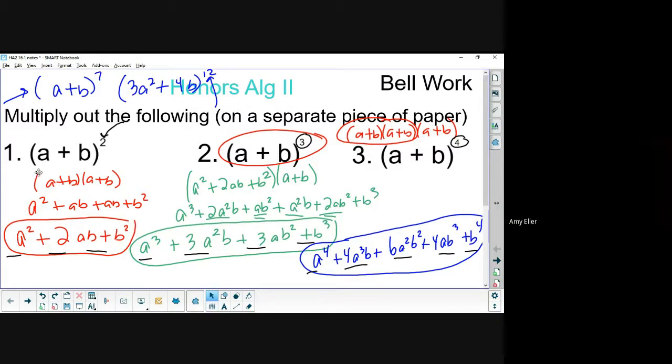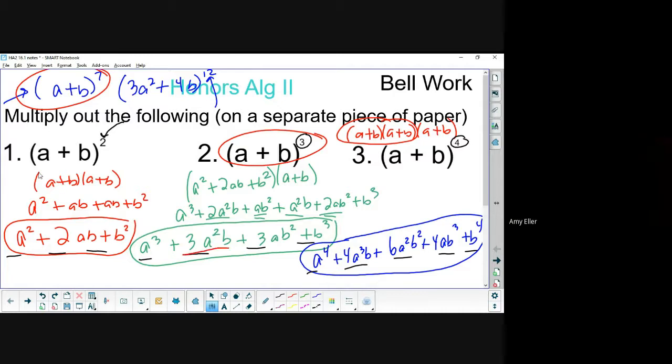Anything you notice about the first term? There's something there, right? Yeah, each one, a squared, a cubed, a to the 4th. Notice your last term, b squared, b cubed, b to the 4th. So maybe if I was doing this one, maybe my first term would be a to the 7th, and my last term might be b to the 7th. And everything in between is going to be a little bit different.